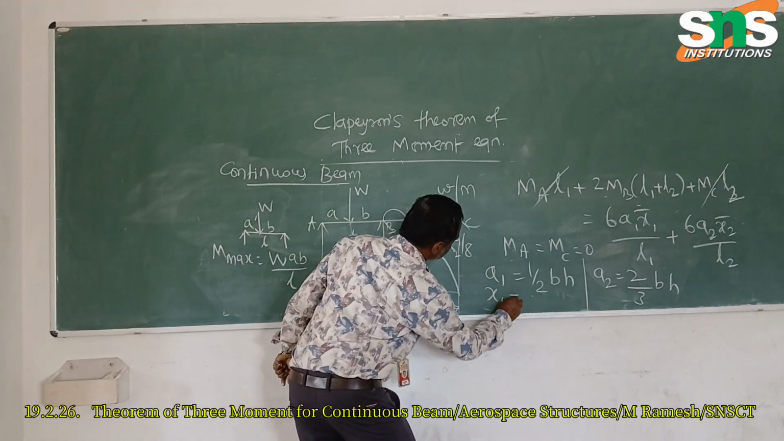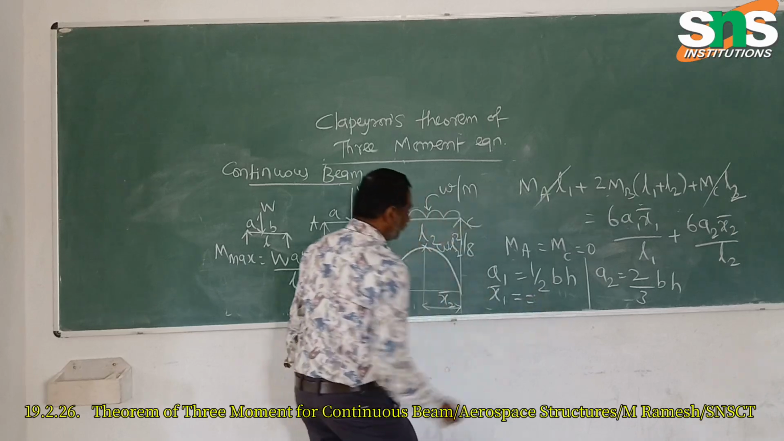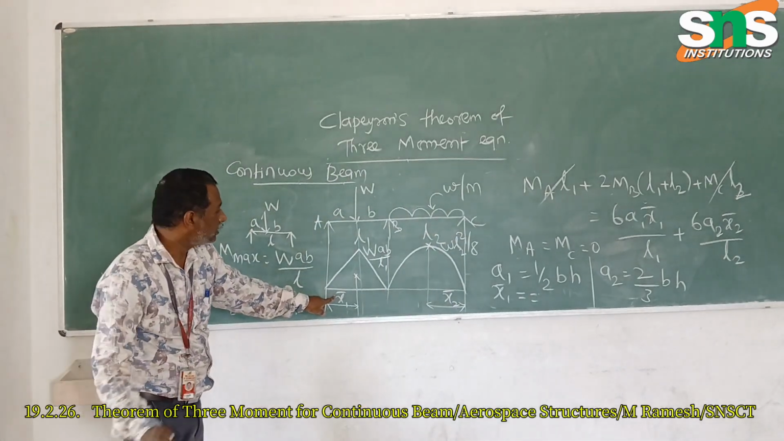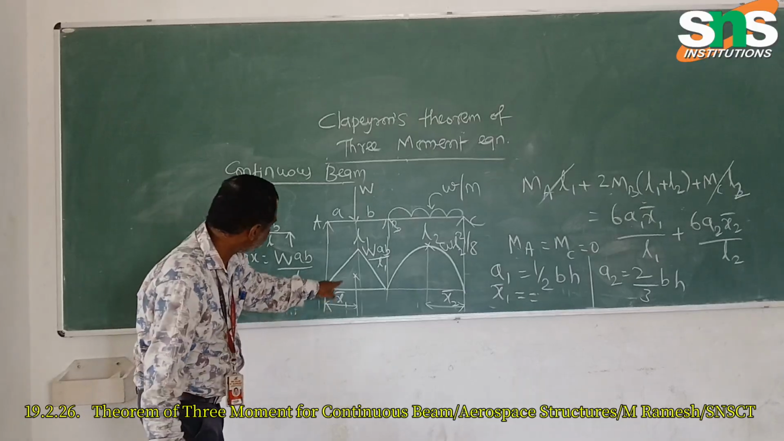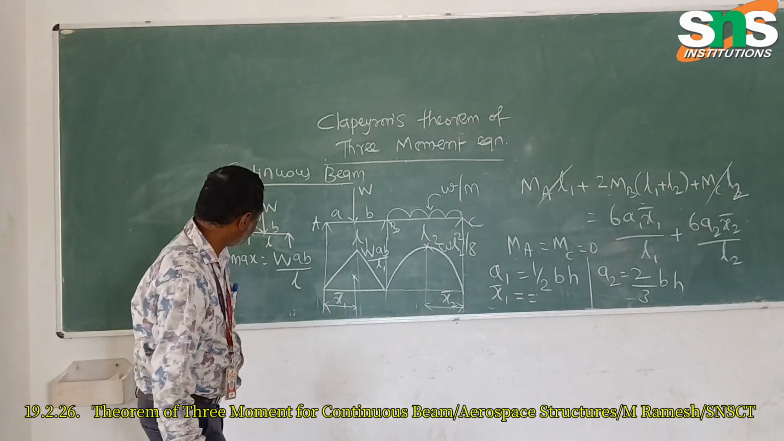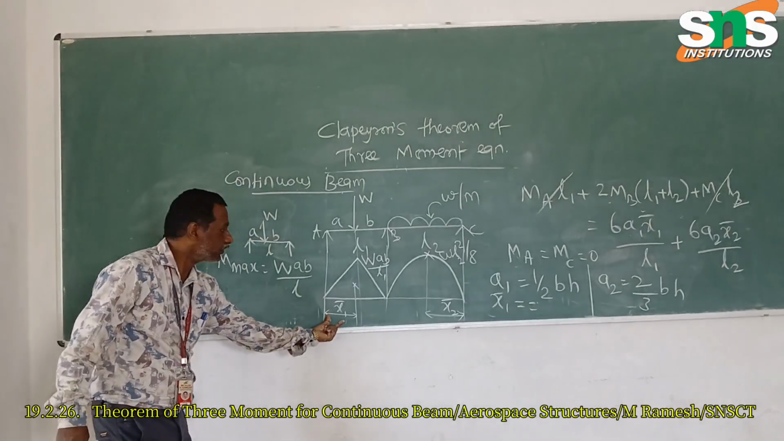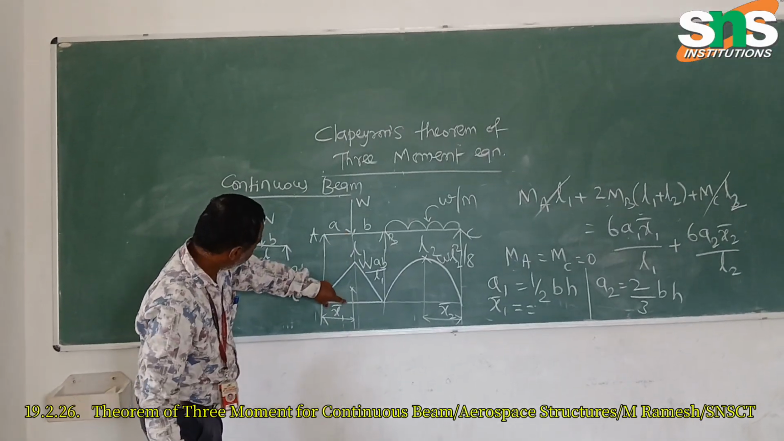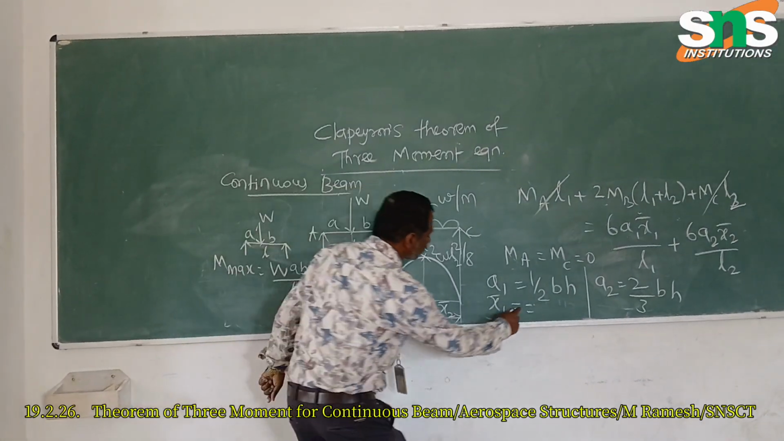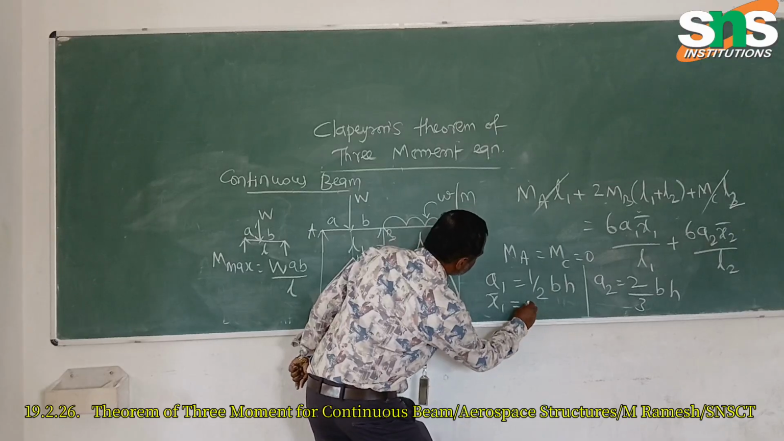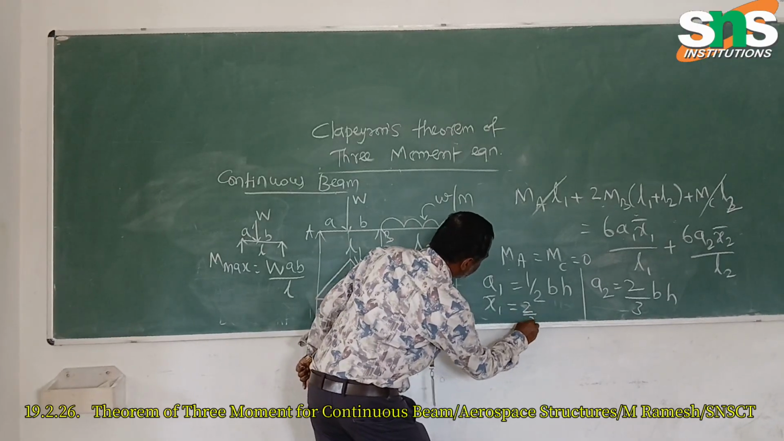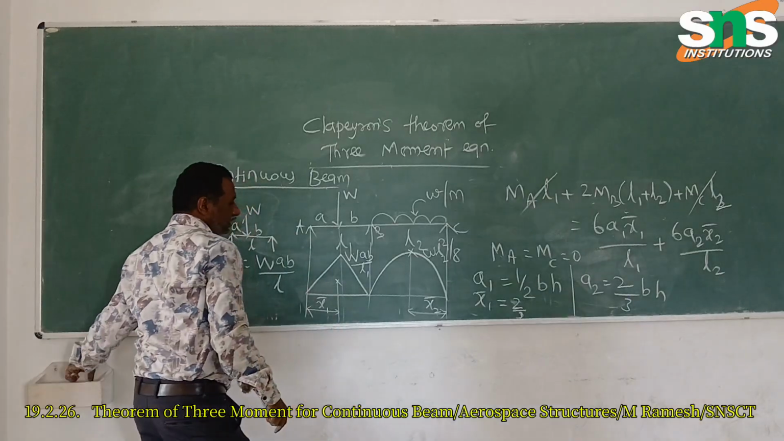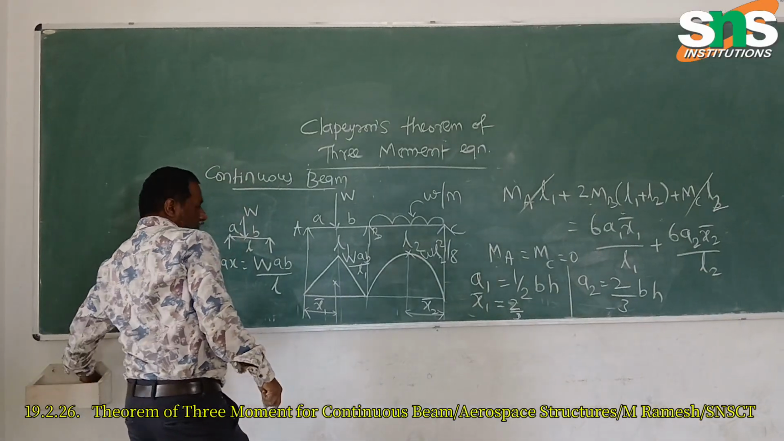Here x1 bar, how do we find it? It is not a right angle triangle, it's a general triangle. To find the centroid for a triangle, you can measure from the left side. So here it is A, and this is 2 by 3rd of the distance.